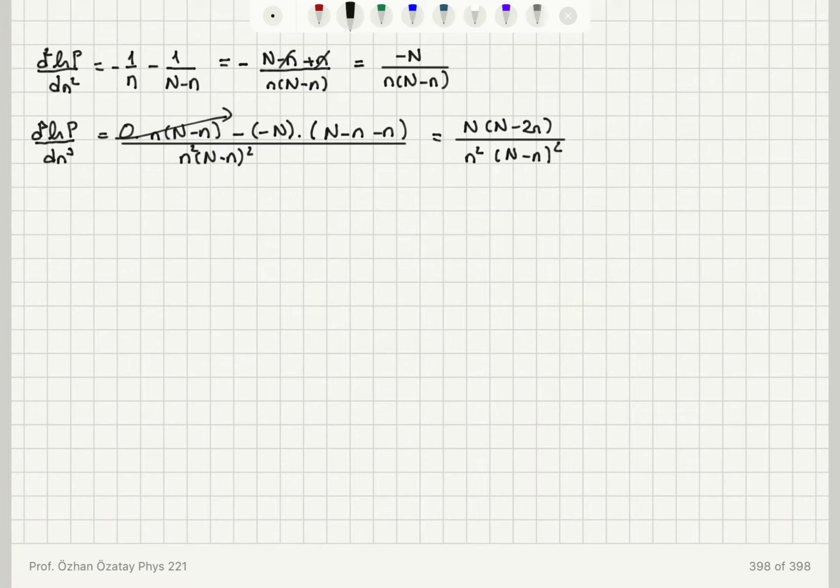Okay, so now I have to evaluate the second derivative and the first derivative at n equals n tilde. So if I evaluate this at n equals n tilde, I will obtain minus N divided by Np, then capital N minus Np. So this will give me minus N divided by capital N squared p times 1 minus p. 1 minus p is q, and I have one of the N's disappearing here. So the answer is minus 1 over capital N p q. So that's for the second derivative.